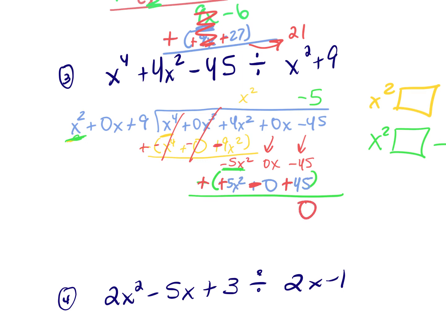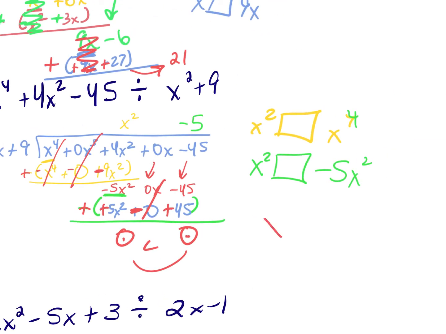0. What's 0x plus 0? Still 0. What's negative 5x squared and a positive 5x squared? 0. What do I have left over here, guys? Nothing. There's no remainder here. So what's my answer? X squared minus 5. My answer is x squared minus 5.